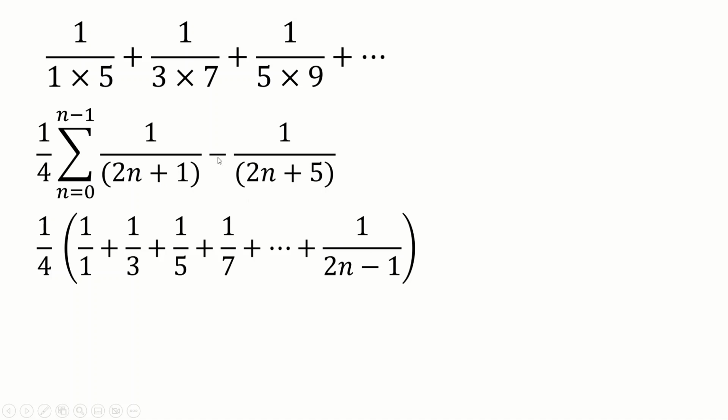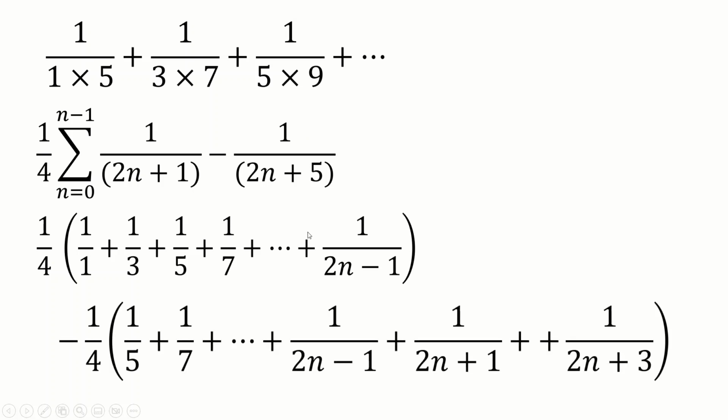And then I'm going to take away, and again distribute the quarter, take away a quarter of all of these inputs. Of course, when I start with n is 0, I get 1 over 5, then I'll get 1 over 7, then 1 over 9, and so on. So take away a quarter of those. But what we can see now is that all of these terms, from here all the way to here, and I should say the last two terms are going to be these two. There shouldn't really be 2 pluses there, but whatever.